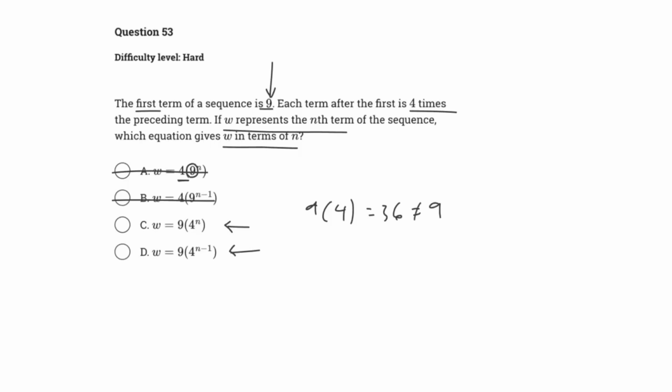But for D, we get 9 times 4 to the power of n minus 1, where n, which you know is 1 because it represents the first term. So 1 minus 1 is 0. Anything to the power of 0 will give us a value of 1. So 9 times 1 is 9, and 9 is 9. Therefore, our answer choice here is going to be D.